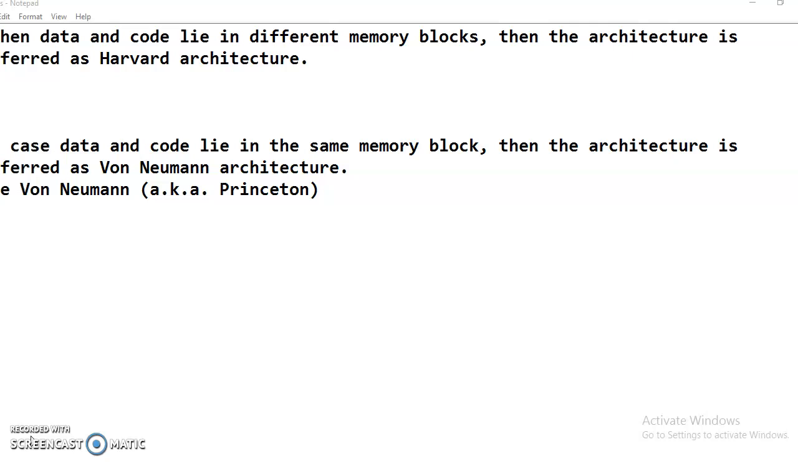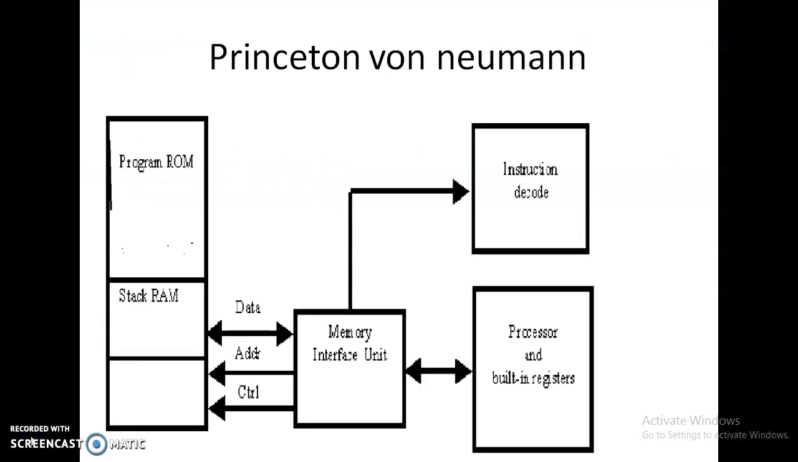I repeat again, in Harvard architecture, the data and code lie in different memory blocks. If the data and code lie in the same memory block, then it is von Neumann or Princeton architecture. That's the major difference. As you can see in the block diagram, it is clearly visible that the data and code are available in the same memory block in case of Princeton or von Neumann architecture.